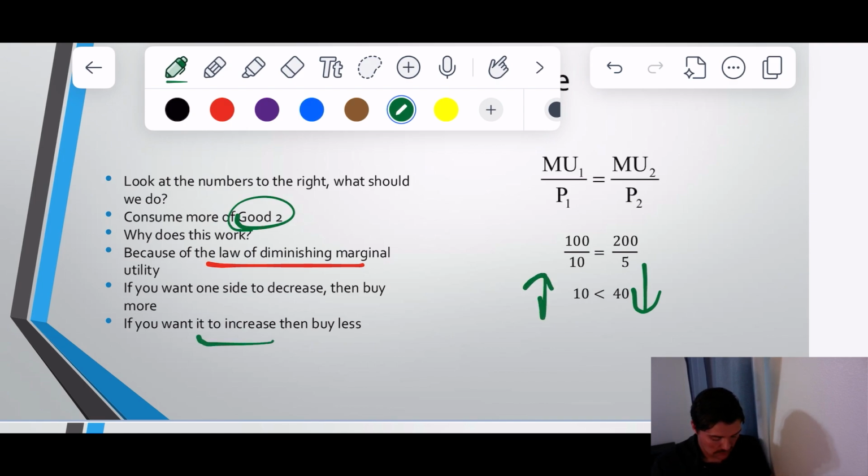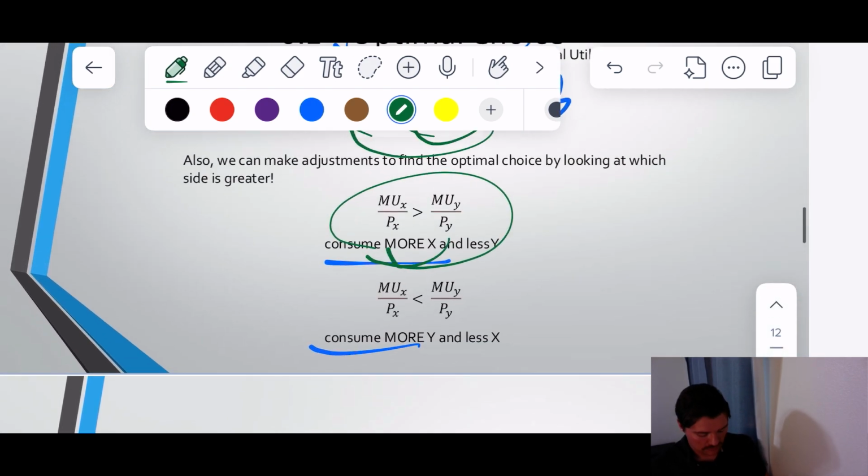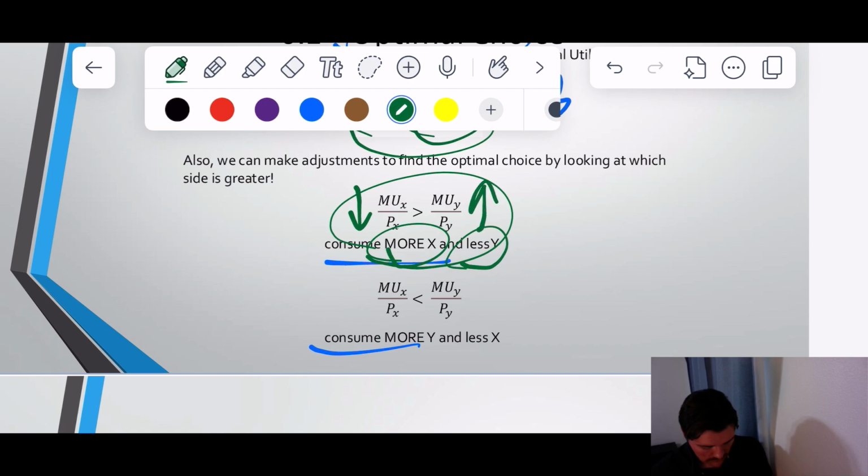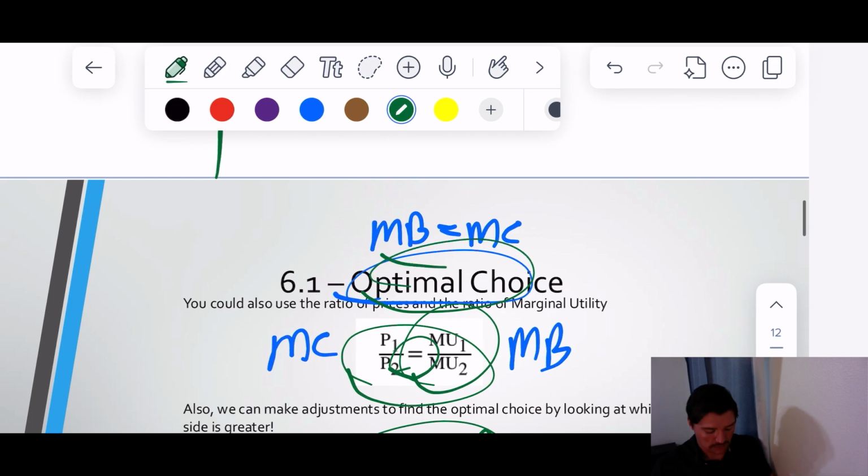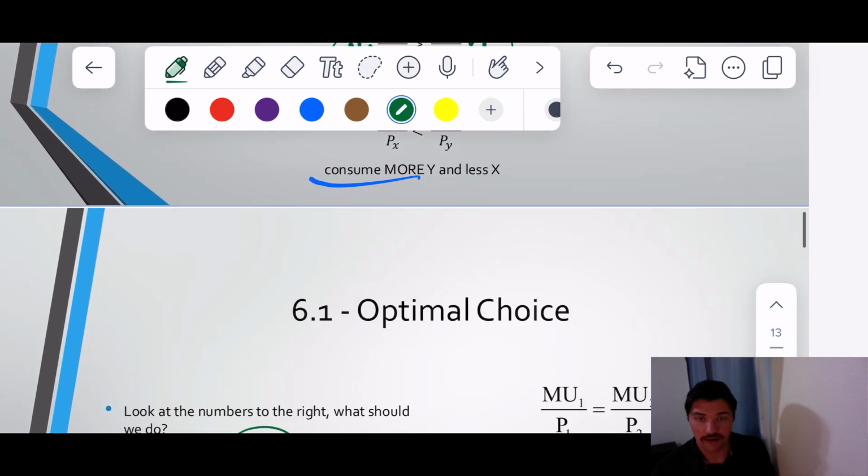Or if you want to increase the number to where they're equal, if you want to increase the marginal utility, you have to buy less. By buying less, the marginal utility will actually increase. It goes the opposite way. So basically, this is how this works here. You want to buy more of this one to decrease that, or you want to buy less to increase that. And by doing this, by this one being greater, that one being less, consume more, consume less, and then eventually they will be equal, and then you'll end up at your optimal choice.